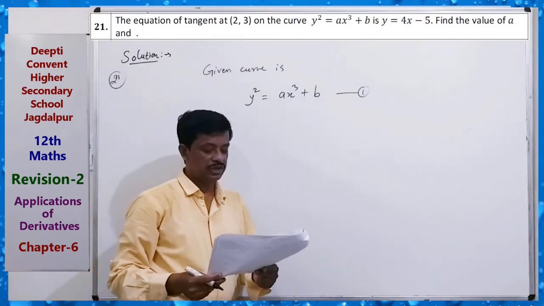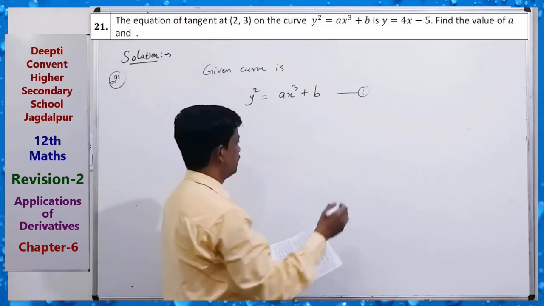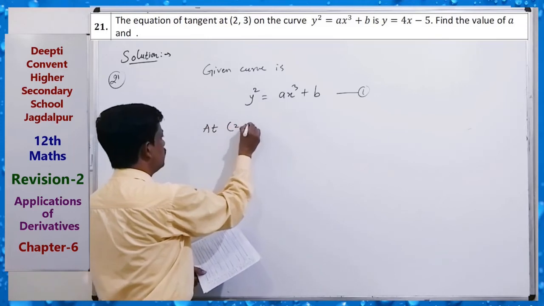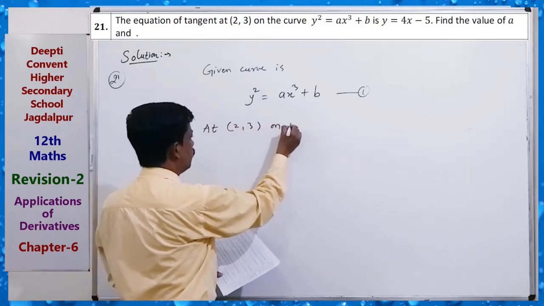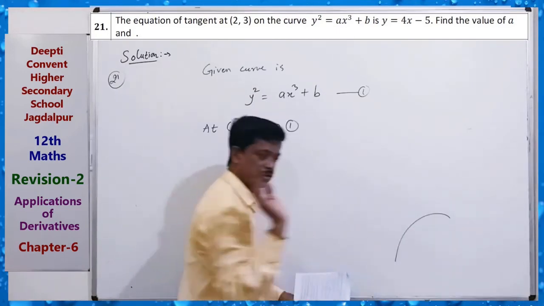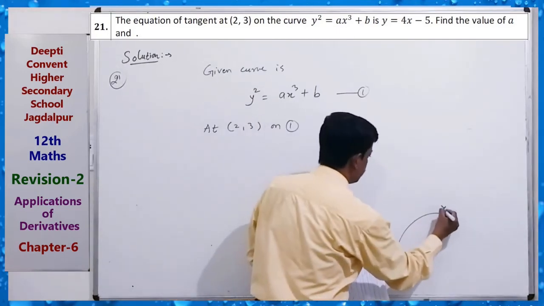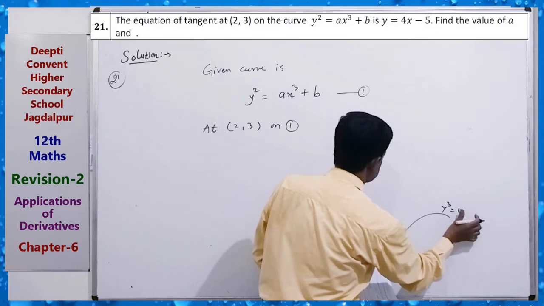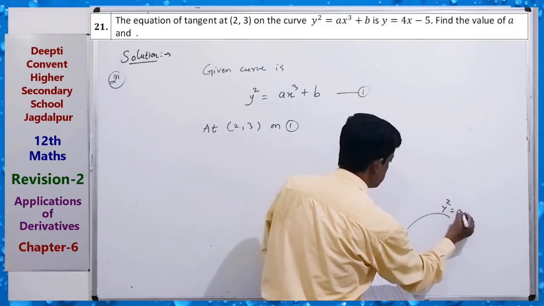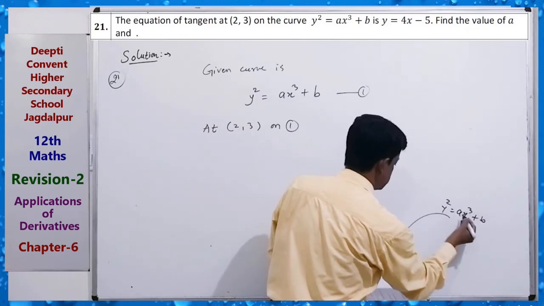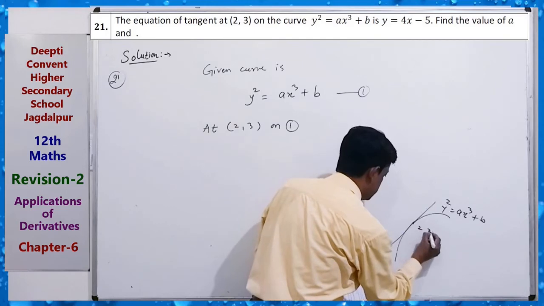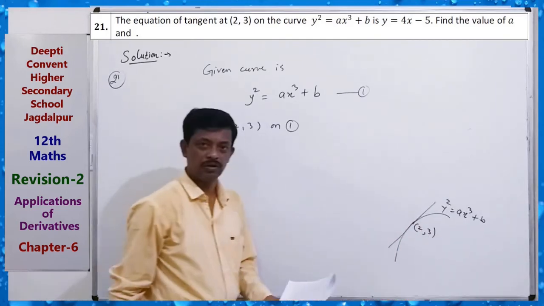Tangent at (2, 3) on the curve. The curve is y² = ax³ + b. The point on this curve is (2, 3).